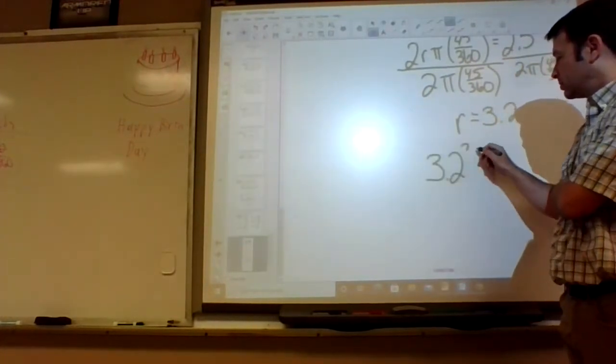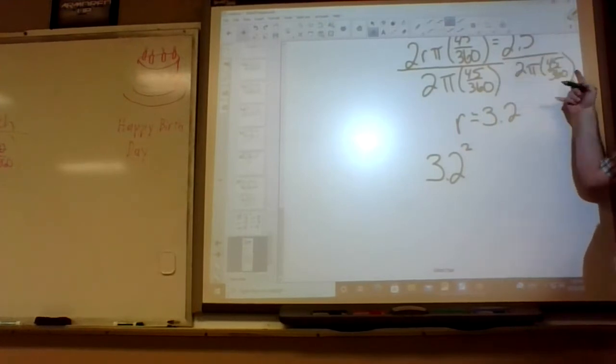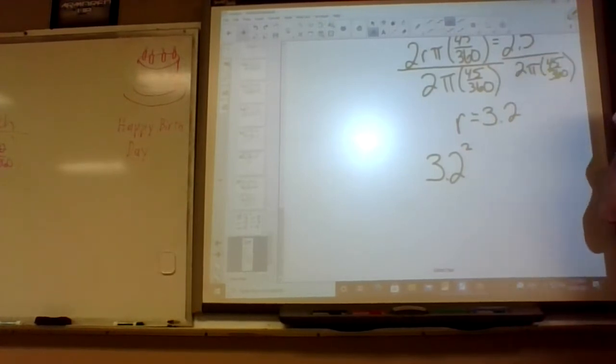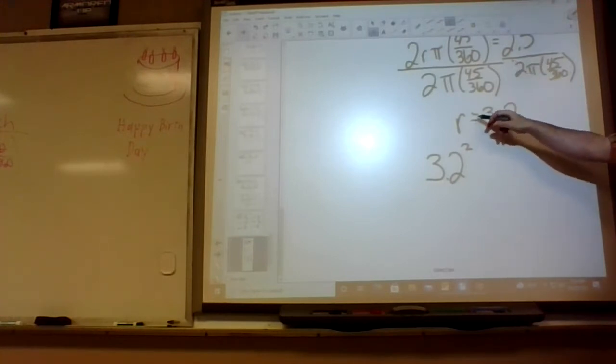How'd you get 3.2? That's right here, 2.5 divided by 2 pi. That already figures out the degrees though, right? Wait, why are we squaring? The radius, we're solving for r.